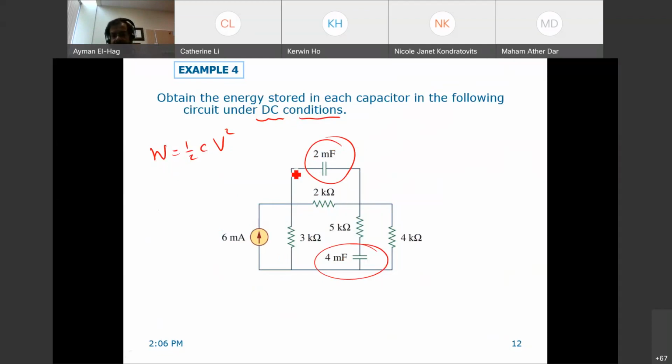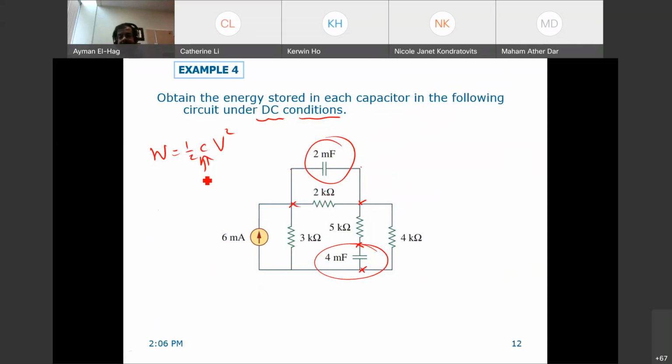V is the voltage across the capacitor, which is basically the voltage between these 2 points for the 2 microfarad, and the voltage between these 2 points for the 4 microfarad. So I need to find this voltage and that voltage. This is the question, because C is given to us. Now this becomes like a normal circuit question. Here you can use nodal, KCL, KVL, voltage, current division. It is up to you.